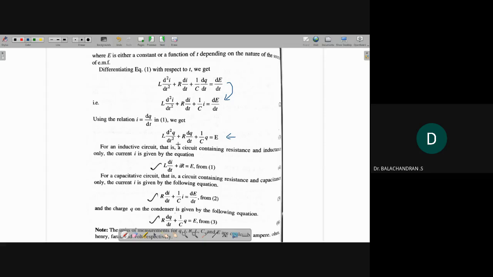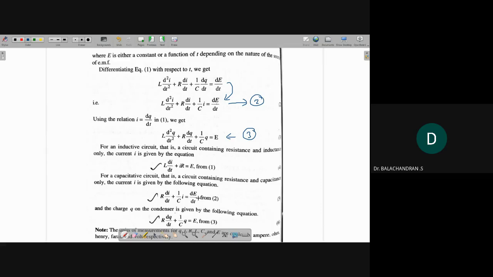Now this is the conclusion part. For an inductive circuit, that is a circuit containing resistance and inductance only, the current I is given by the equation L into di by dt plus IR equal to E. You got this from equation 1. Similarly, for a circuit containing resistance and capacitance only, the current I is given by equation 2, R into di by dt plus I by C equal to dE by dt.